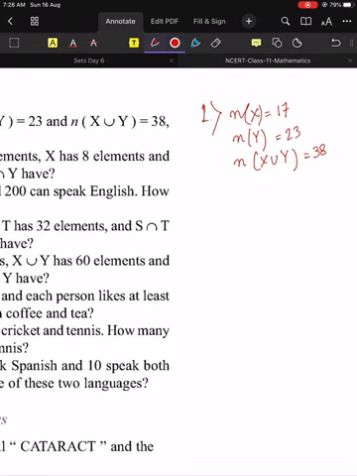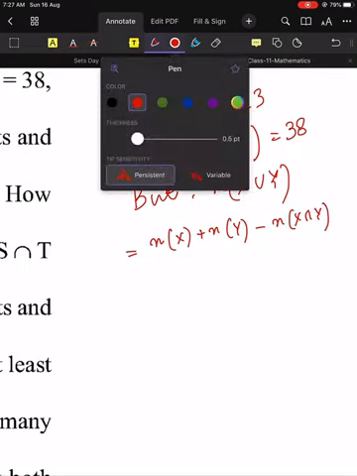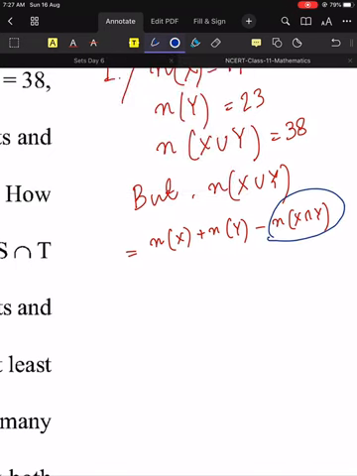But we know the formula of n(x union y), right? The formula: n(x union y) is equal to n(x) plus n(y) minus n(x intersection y). That's the formula, so we have to find this thing. Let us take this one to the other side and this one to this side. If I take this one this side, the minus becomes plus.